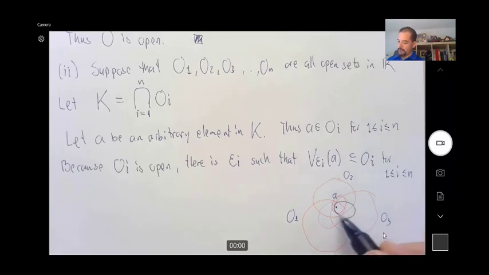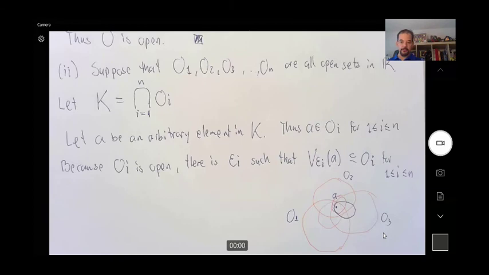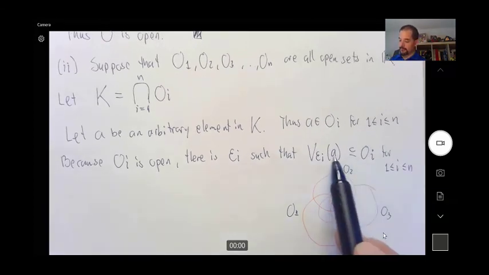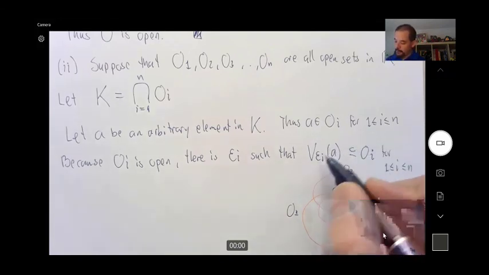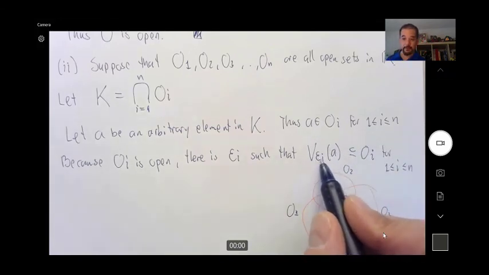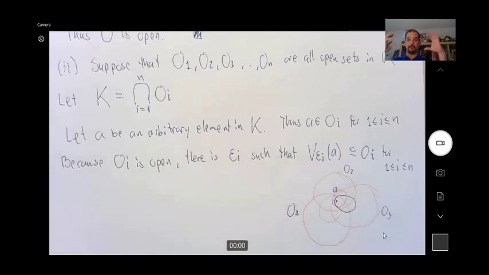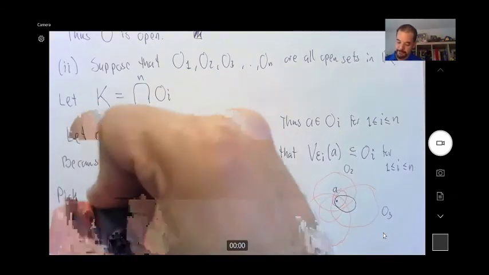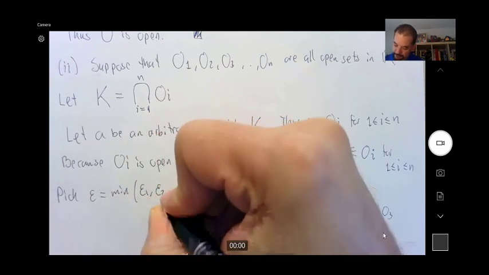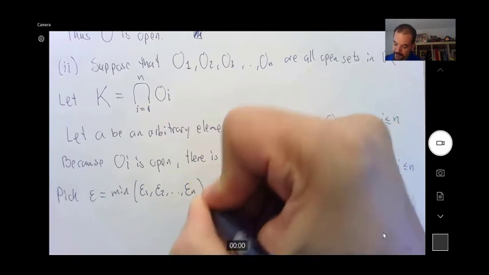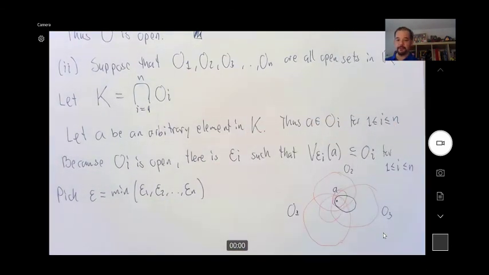So how do I create a new neighborhood that works for the intersection? And obviously, you quickly realize that the intersection of all the neighborhoods should work. Or maybe if I pick the smallest of these epsilons, because they're all centered at A. They are all centered at A, right? So pick epsilon to be the minimum of all the epsilons. And this is where the finite thing matters, right?